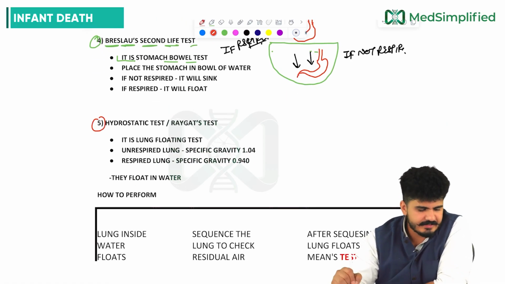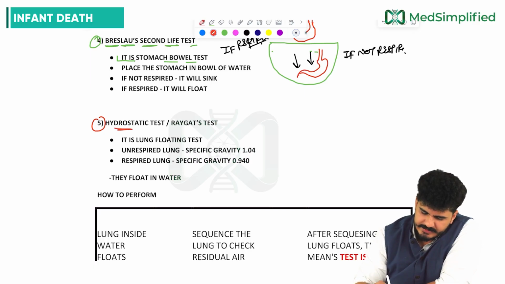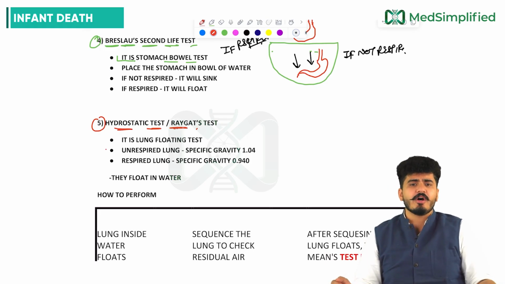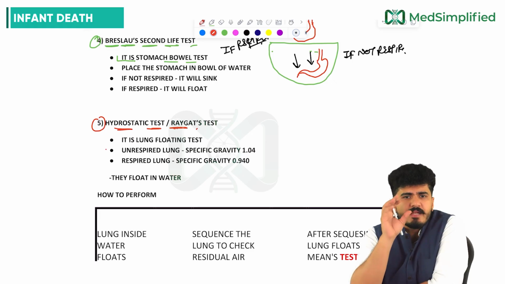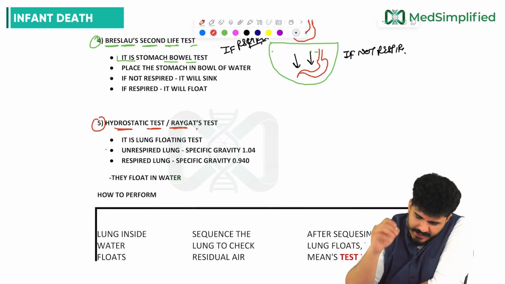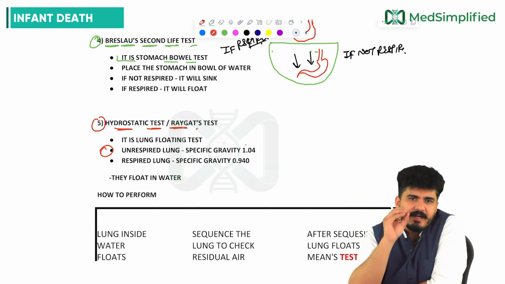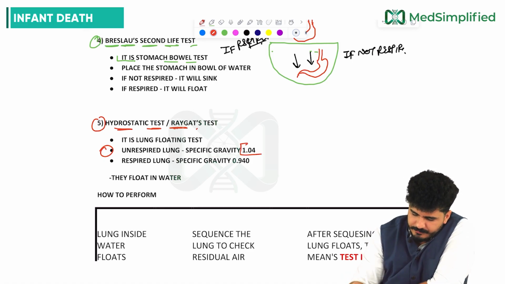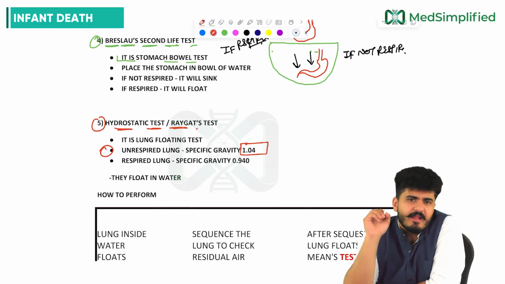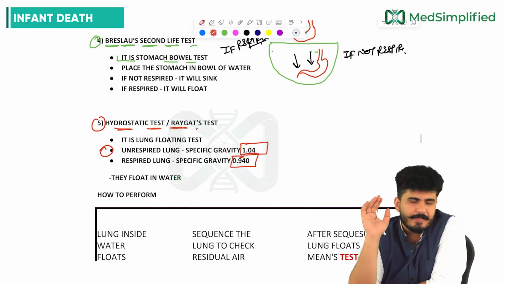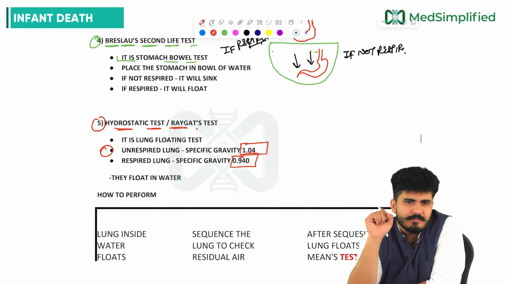Now coming to the fifth test. The fifth test is the hydrostatic test, also called Raygat's test. It is the lung floating test. If it is an unrespired lung, the specific gravity of the lung would be 1.04. If it is a respired lung, the specific gravity is 0.940, and it floats in the water.